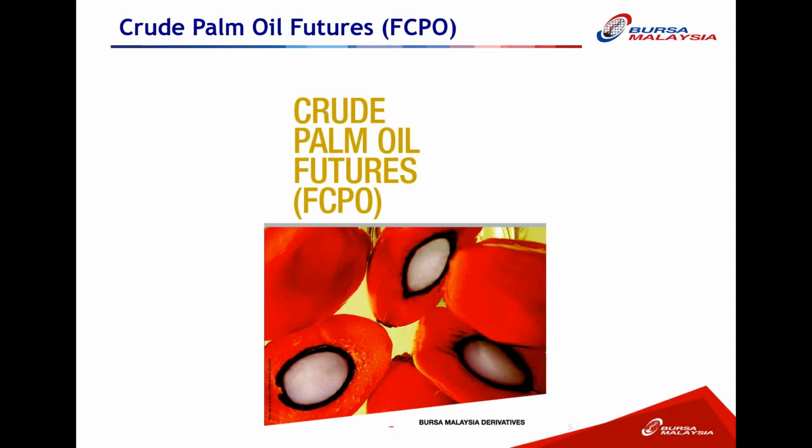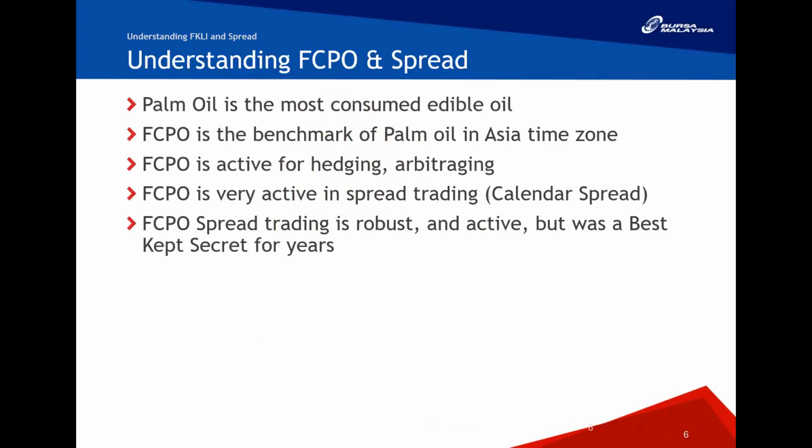Today we're going to talk about one of our classic, or star, contracts in Malaysia, in Bursa Malaysia Derivatives: the crude palm oil futures. So let's take a look. This palm oil futures contract is derived from palm oil, and CPO stands for crude palm oil. So FCPO is actually the futures of CPO.